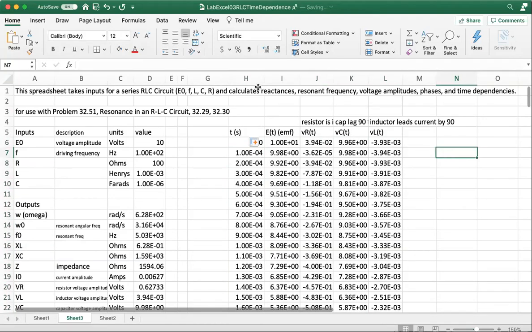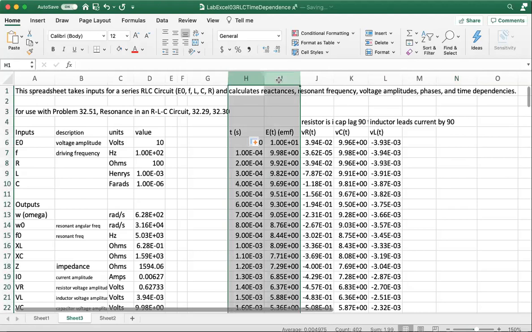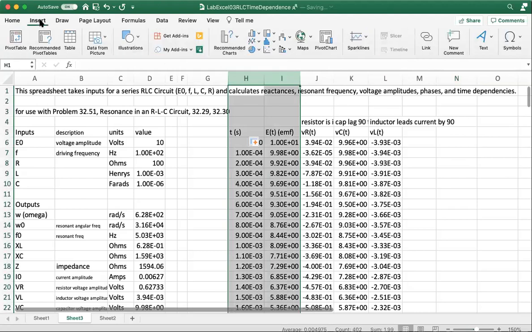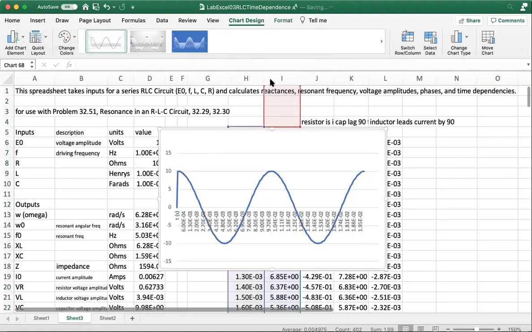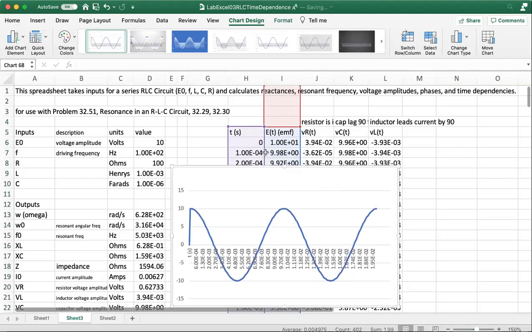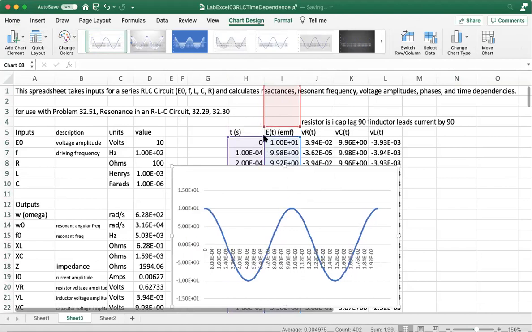Let's graph the EMF. So I'm going to just select these 2, insert. Usually I like scatter plot because I like to see the points, but this is a smooth curve. It might be nicer to have some lines. So I'm just going to pick a line. All right, so there's a weird point at the beginning. So I'm actually going to see if I can, there we go. All right, so that's getting gone.